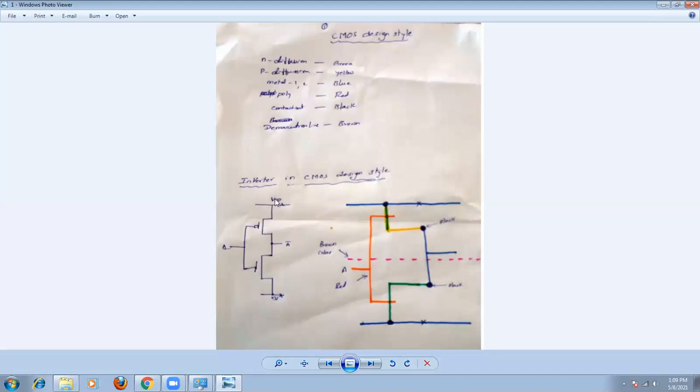So this is the VDD. This is the metal line. This is also a metal line. First, take a blue color. There is metal line, metal layers. Draw a horizontal line using a blue color like this. There must be sufficient space.